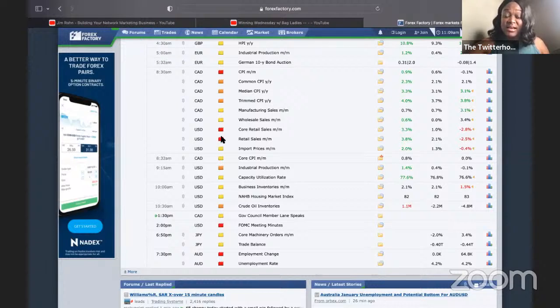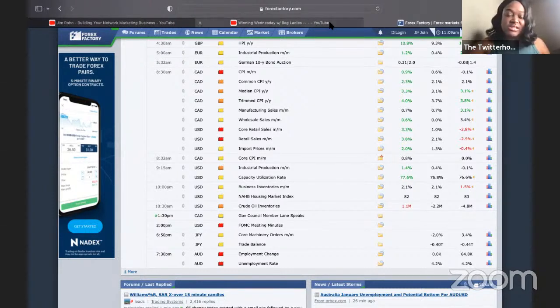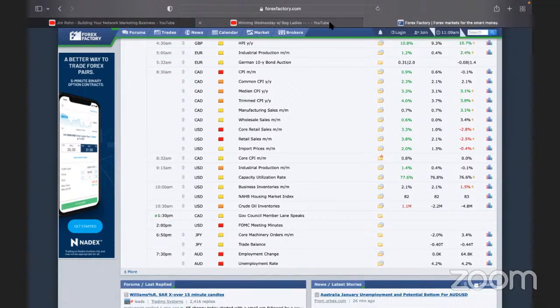When I see a red folder on the US dollar, I'm just not going to trade, period, because it affects everything. I know if it was just on, say, the Japanese yen or on the Swiss franc, I would trade other currencies. But when I see a red folder on the US dollar, I'm just not going to trade. I'm going to not trade for an hour before that, an hour after that, right? I'm just going to stay away.